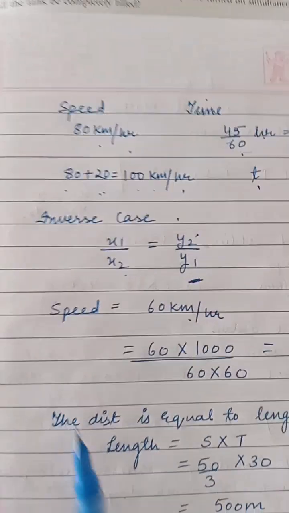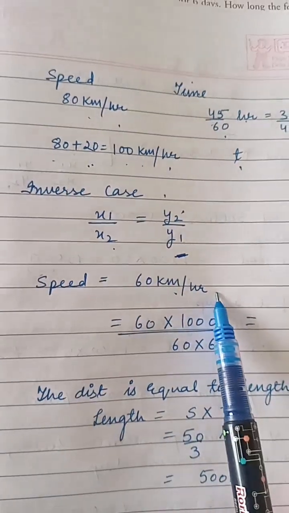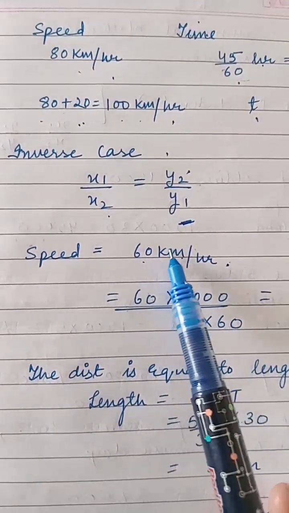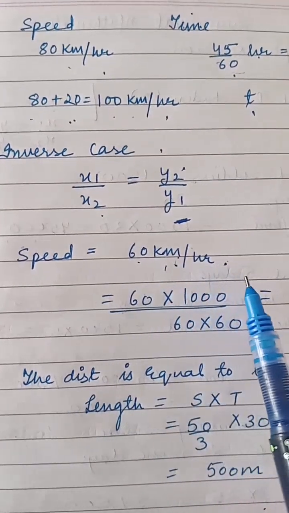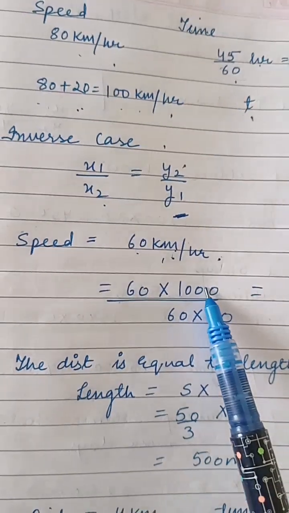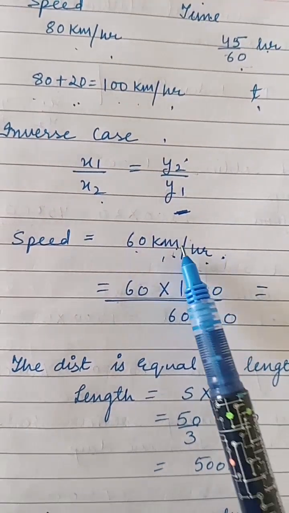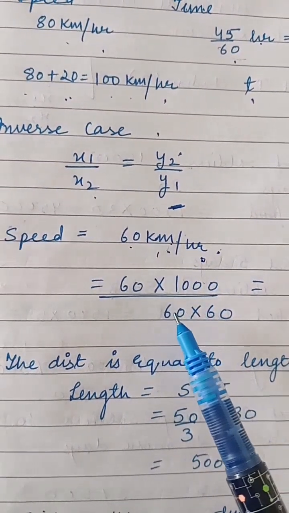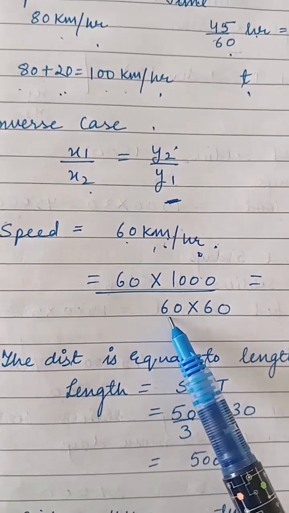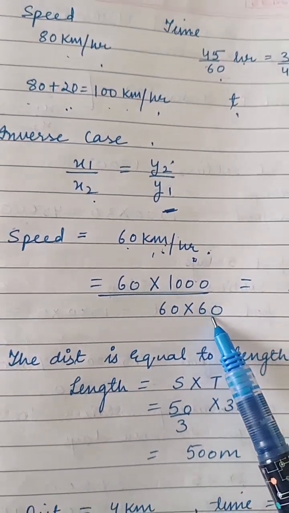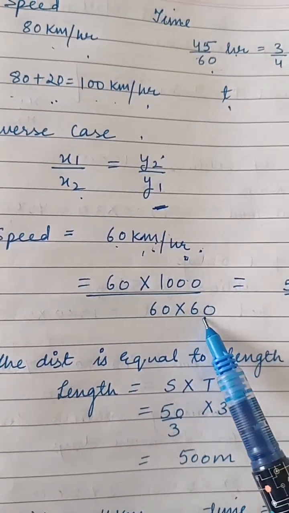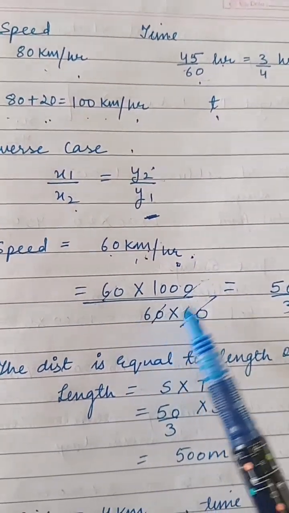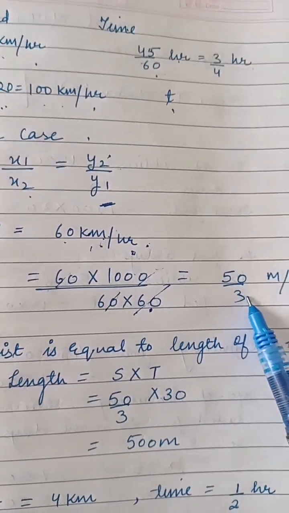So come again. Speed is given, 60 km per hour. We have changed 60 km per hour into meter per second. 1 kilometer is equal to 1000 meters, and in the denominator there will be 1 hour. I have changed hour into seconds. 1 hour is equal to 60 minutes, and then again multiply by 60, making it into seconds. Now when we cancel them out, what we will get is 50 upon 3 meter per second.